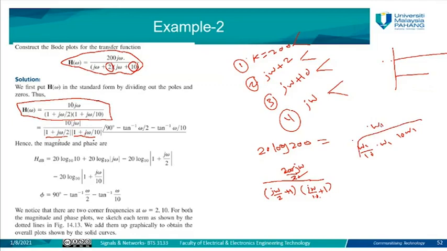So what is omega 1 for the first one? It is equal to 2. What is omega 1 for the second one? It is equal to 10. So in this case, when you draw, you need to consider these elements. Okay, now you go one by one.